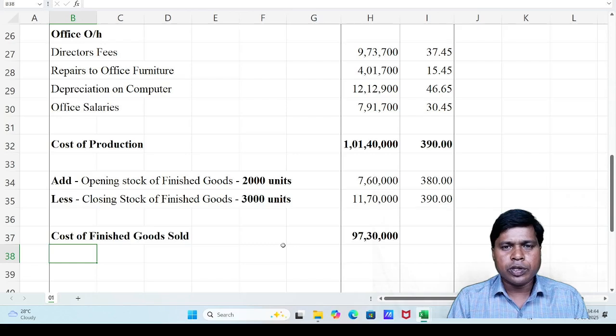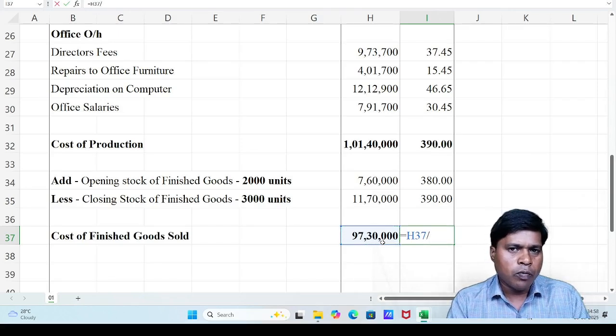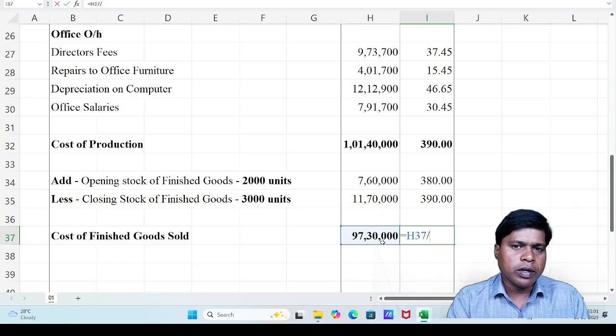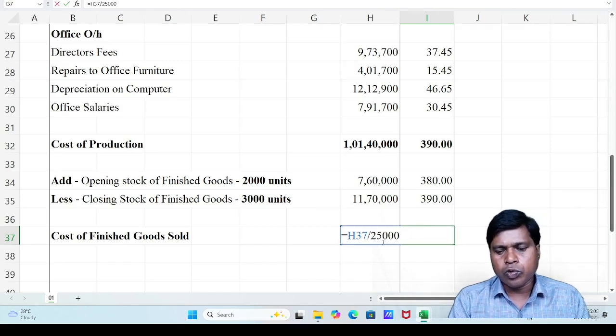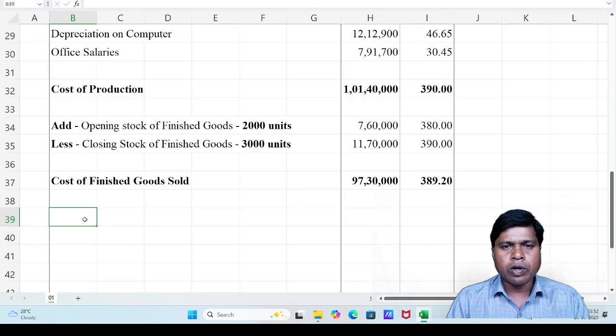And student, you have to remember another thing. We have to calculate the per unit rate of cost of finished goods sold, but don't calculate 97,30,000 divided by 26,000. Now from here we have to calculate divided by 25,000, which are the goods sold. So this is the new rate, 389.20. You have to remember this thing. After this, we have to record the selling and distribution overheads.